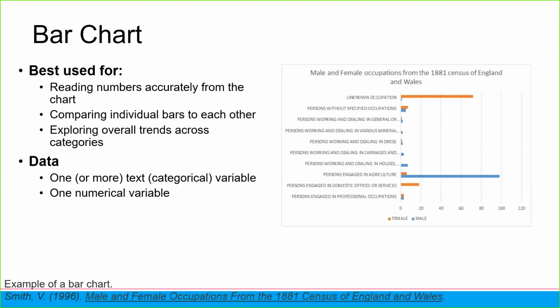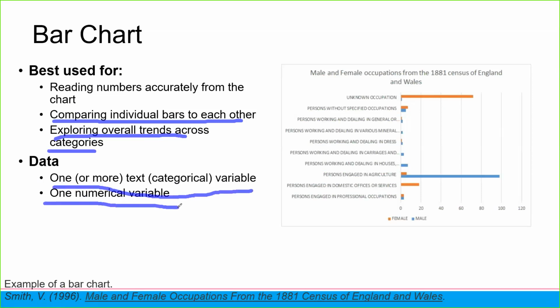Until now, you already learned some basic ones, like the bar chart. The bar chart is important for reading numbers, comparing the individual bars to each other, and it may explore the overall trends across the categories. The data of the bar chart will be one or more text or categorical variables and one numerical variable.